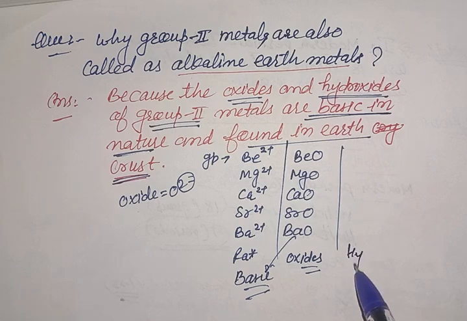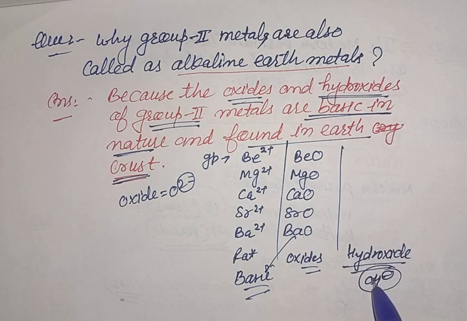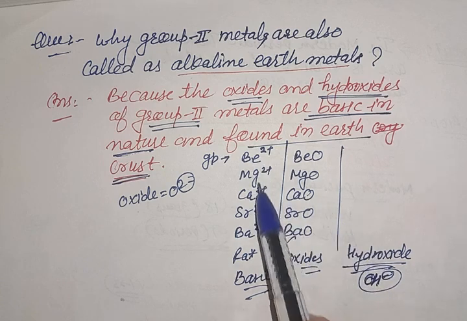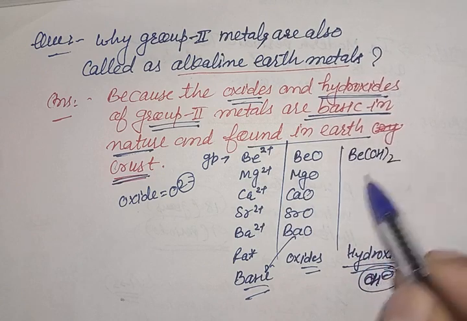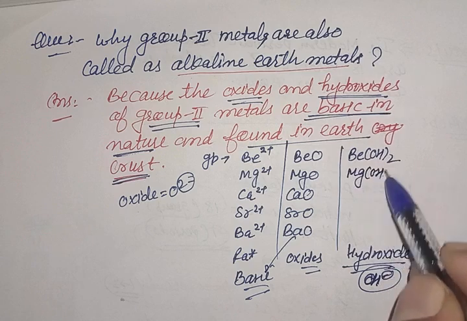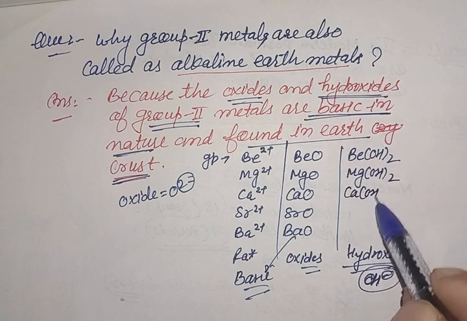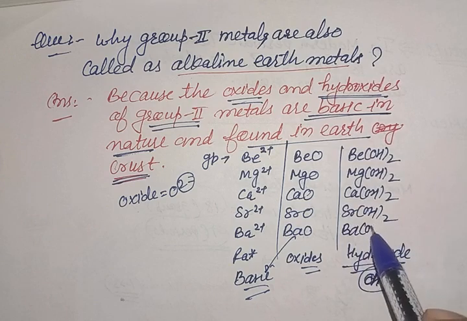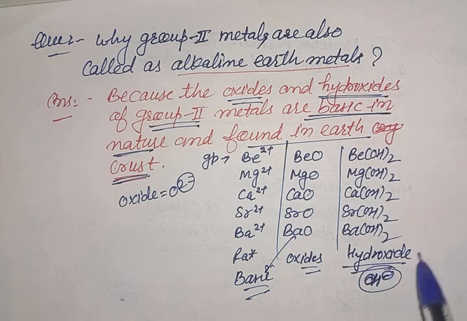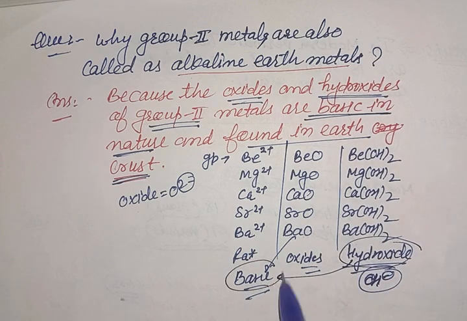Similarly, if we talk about the hydroxides, as we know the hydroxide ion has one negative charge, OH negative, and the group 2 metal has a plus 2 charge. So two OH negative will attach with each ion of the metal, like Ba(OH)2, Mg(OH)2, Ca(OH)2, Sr(OH)2. All these are the hydroxides of the group 2 metals. Similarly, these hydroxides are also basic and found in the earth's crust.